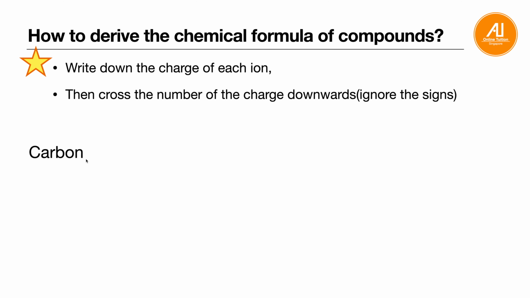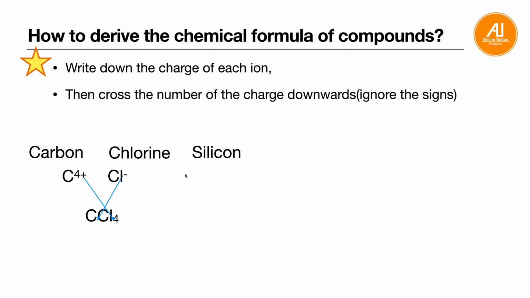For example, you have carbon and chlorine. Carbon is group 4, so it's C4+. Chlorine is group 7, so it's Cl-. When you combine them, it becomes CCl. Then when you cross the charge, just bring down the number. You bring down 4, and this one you bring down the 1. So your final formula will be CCl4.